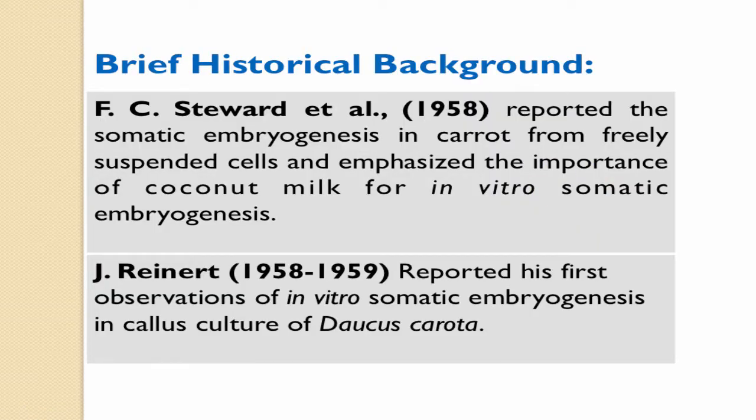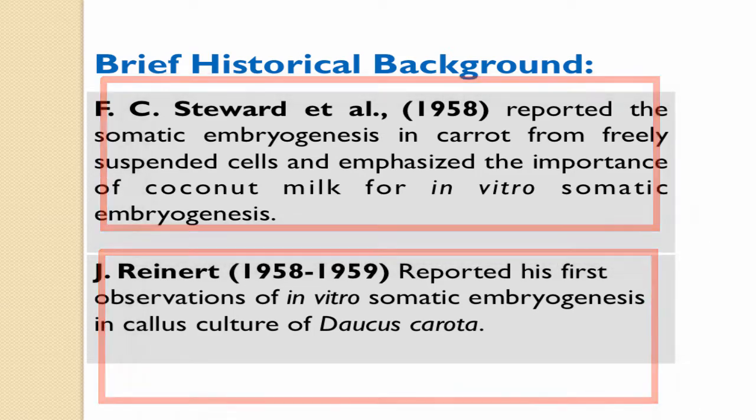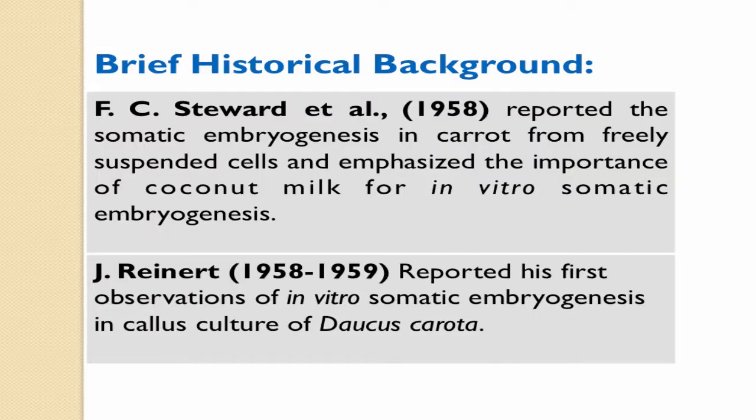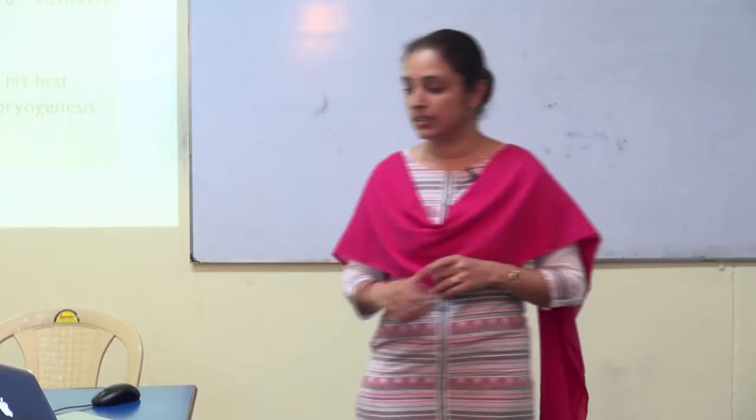Brief historical background. There are two scientists who worked initially on this somatic embryogenesis, Stewart and Rennert. Stewart was the one who worked on embryogenesis in suspension culture, and Rennert worked on somatic embryogenesis on callus culture of carrot.